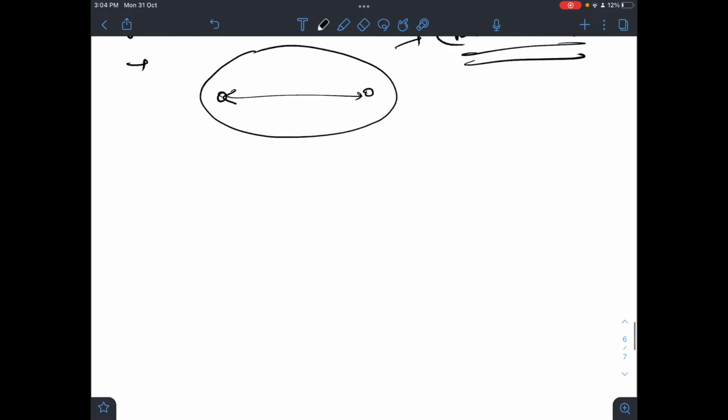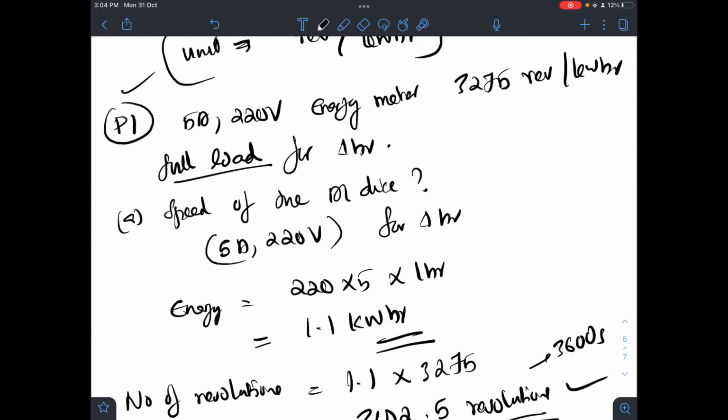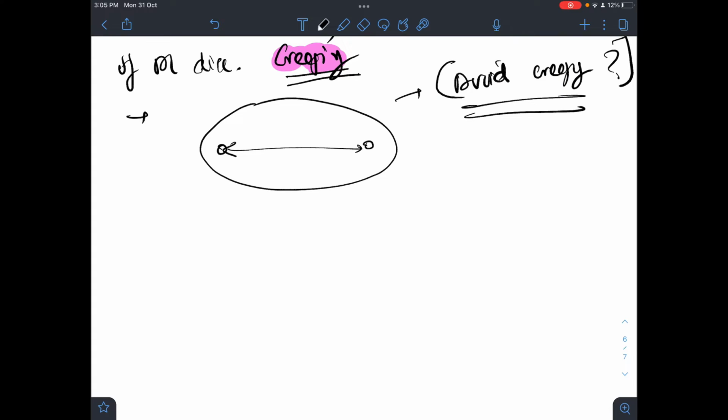Okay, so that's about the energy meter as such. What I urge you to do is do more problems. Don't leave it only up to this problem. This is a special kind of problem, but there are more. You can find more problems in your textbook. So do that properly.